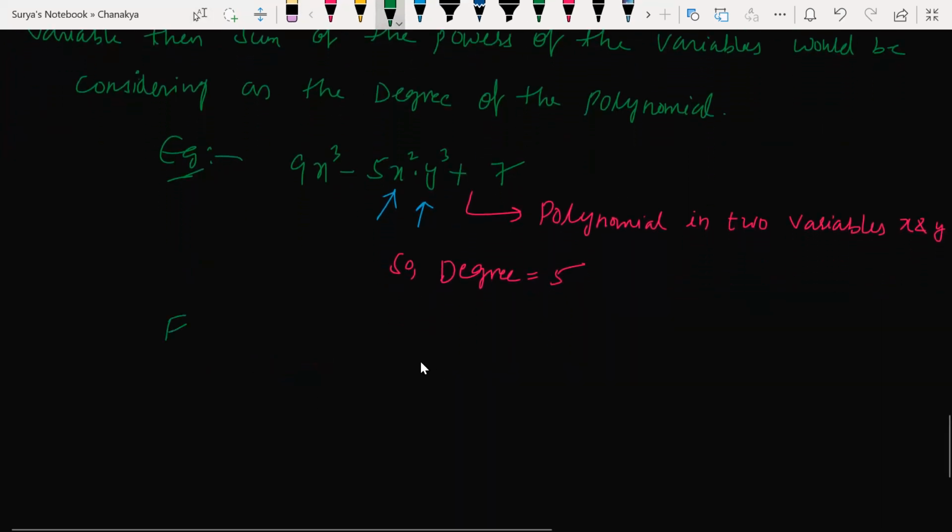Sir, does the dot stand for multiplication? Yes, this dot denotes multiplication. Okay, sir. Very good. Next, I'll give an example.